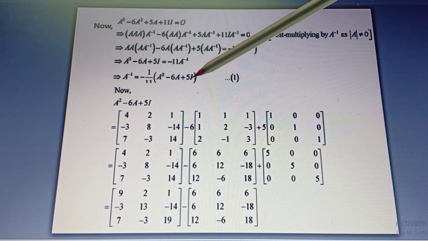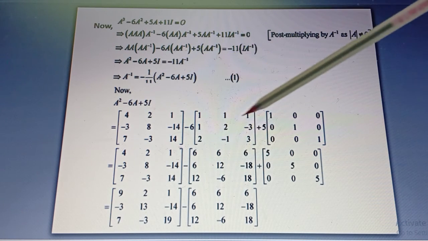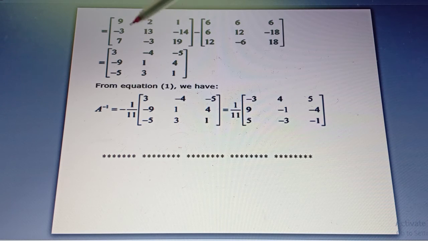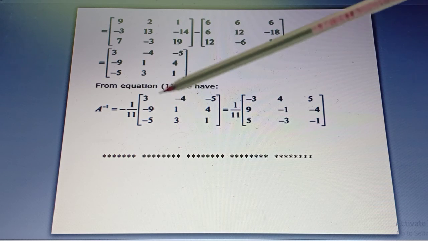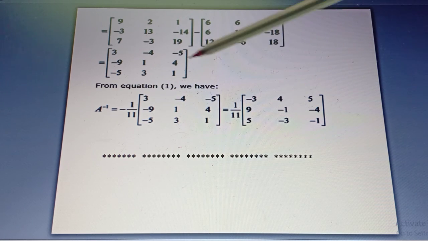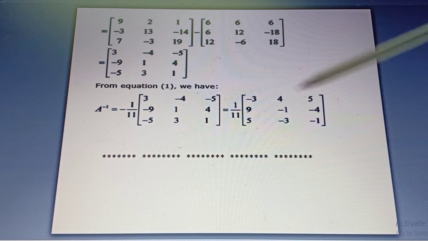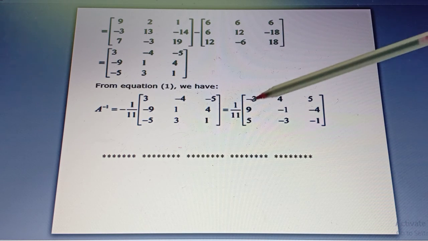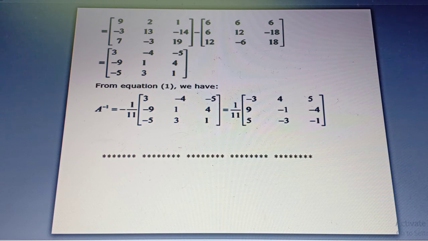So students, already we have got the value of A square. A is given, I we know. Substituting these matrices, and after simplification, we got the value of this matrix as 3, minus 4, minus 5, minus 9, 1, 4, minus 5, 3, 1, and hence A inverse will be equal to minus 1 by 11 times this matrix, and after multiplying each and every element by minus 1, the final answer of A inverse will be 1 by 11 times 3, 4, 5, 9, minus 1, minus 4, 5, minus 3, minus 1. So students, this is the answer of A inverse.